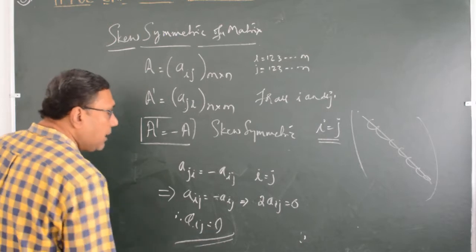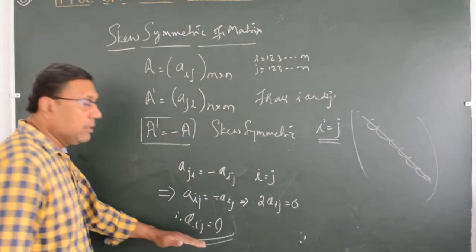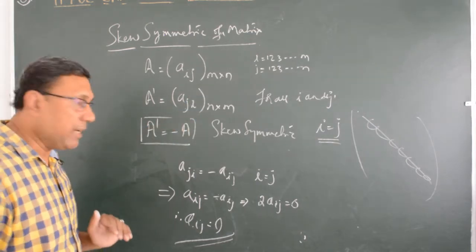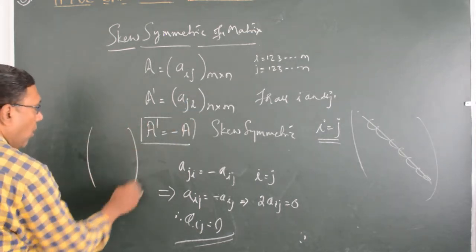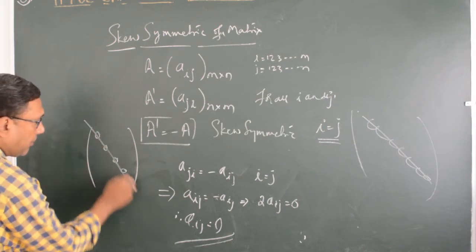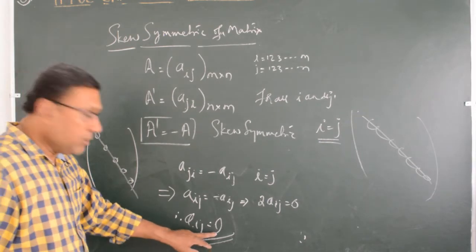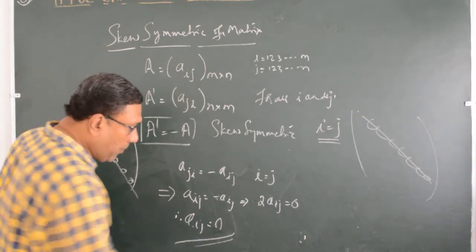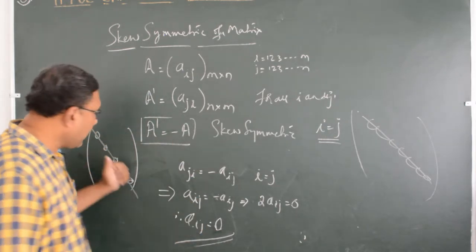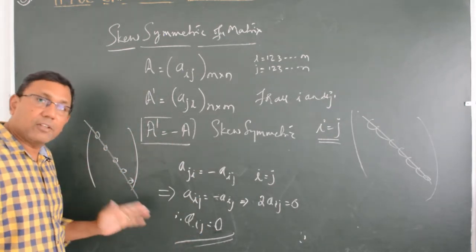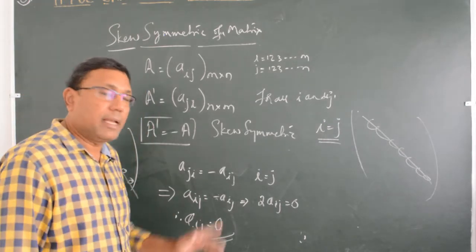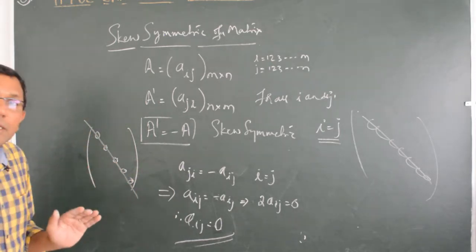That means what I am trying to convey to you is, if the matrix is skew symmetric, please note that for all values of i equal to j, the diagonal entries of the matrix will always be equal to 0. When you solve a problem, if you find the diagonal entries are not equal to 0, then the problem is wrong. For all skew symmetric matrices, diagonal entries will always be equal to 0.